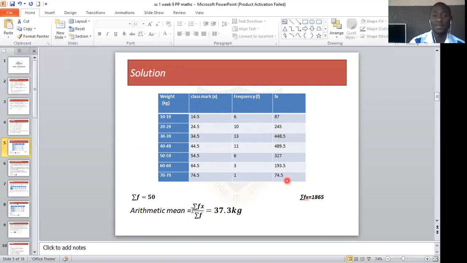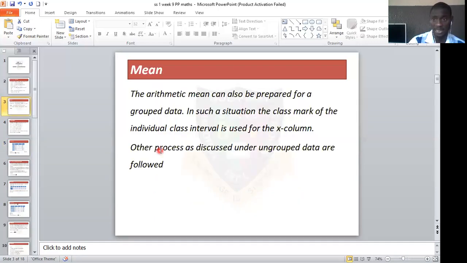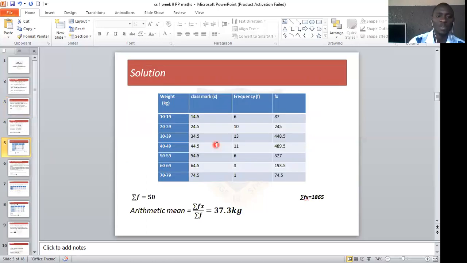So the formula remains the same as said earlier in the definition, that is, other processes as discussed under ungrouped data are followed. That is, the formula is the same, which now goes like summation fx, that is the summation of the product of f and x, where x is the class mark and f is the frequency, divided by summation f. Add the products together and it will give 1865, and the summation of the frequency.